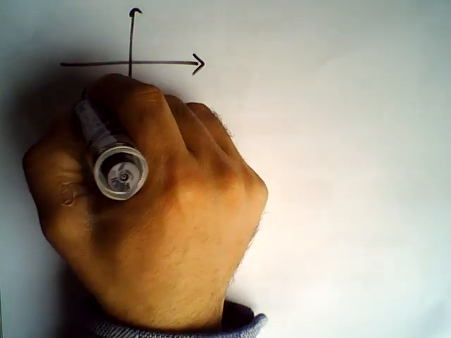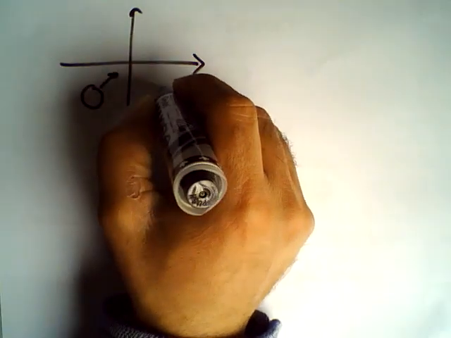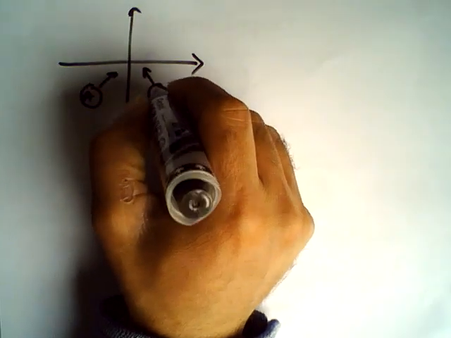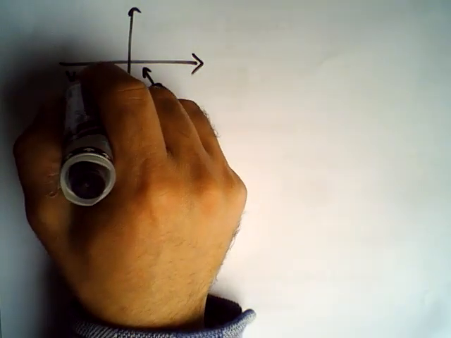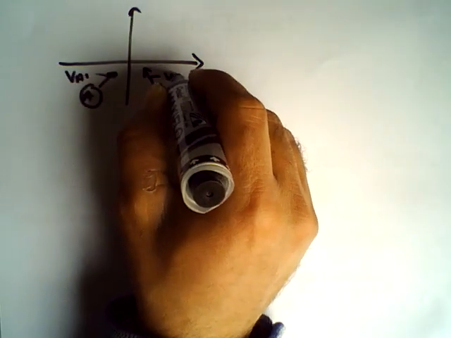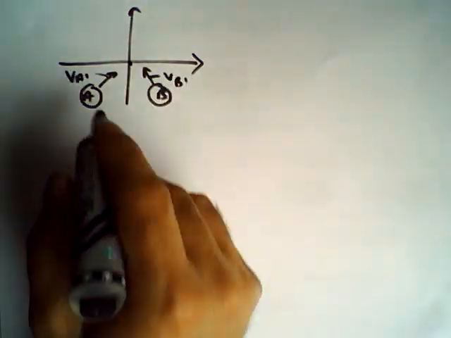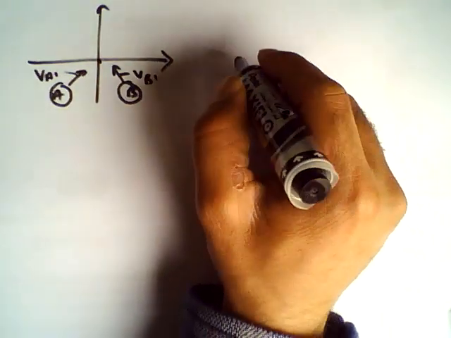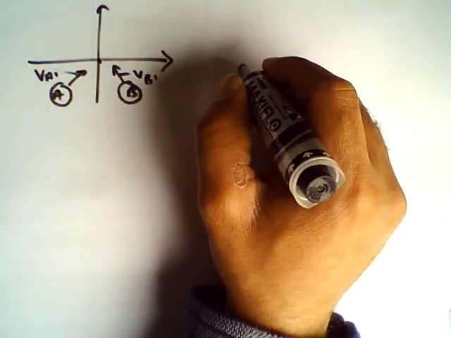If I have this ball coming like that, and then this ball coming like this, this is A and then B, with velocities VA1 and VB1. I know these two are going to collide and then they are going to go upward.